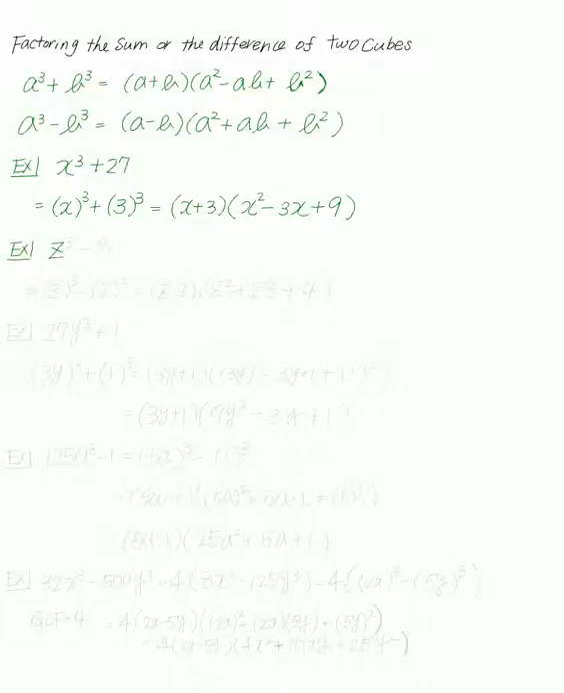z to the third minus 8. Again, I'm going to rewrite this as z raised to the third power minus 2 raised to the third power. This way I can clearly see, if you look above to the rule, that a is z, b is 2 in this case. So very nicely this is going to quickly factor into z minus 2 times a squared, which is z in this case, so z squared. It's going to be plus now.